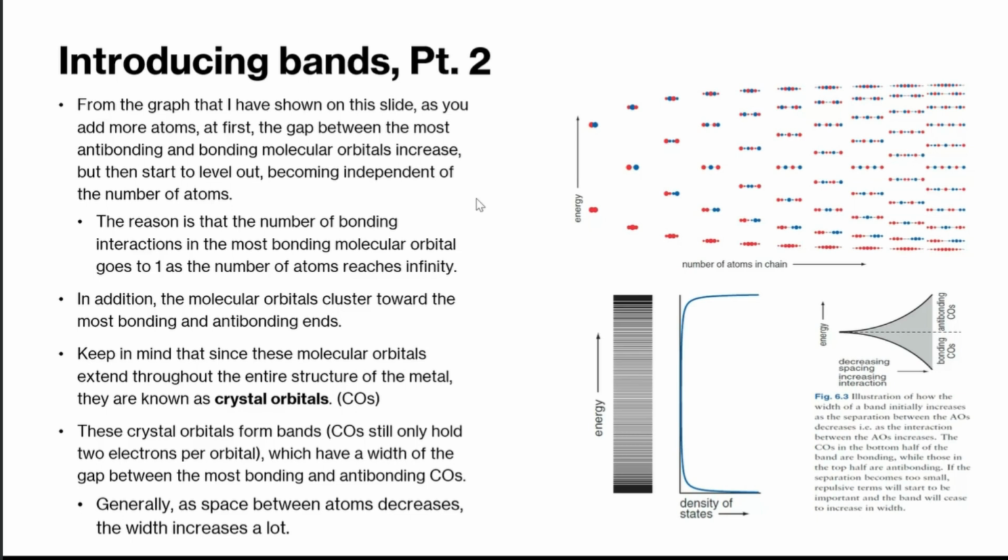Keep in mind that since the molecular orbitals extend through the entire structure of the metal, they're known as crystal orbitals. And these crystal orbitals form bands. Remember, orbitals can only hold 2 electrons per orbital. And these bands have a width equal to the gap between the most bonding and anti-bonding molecular orbitals.